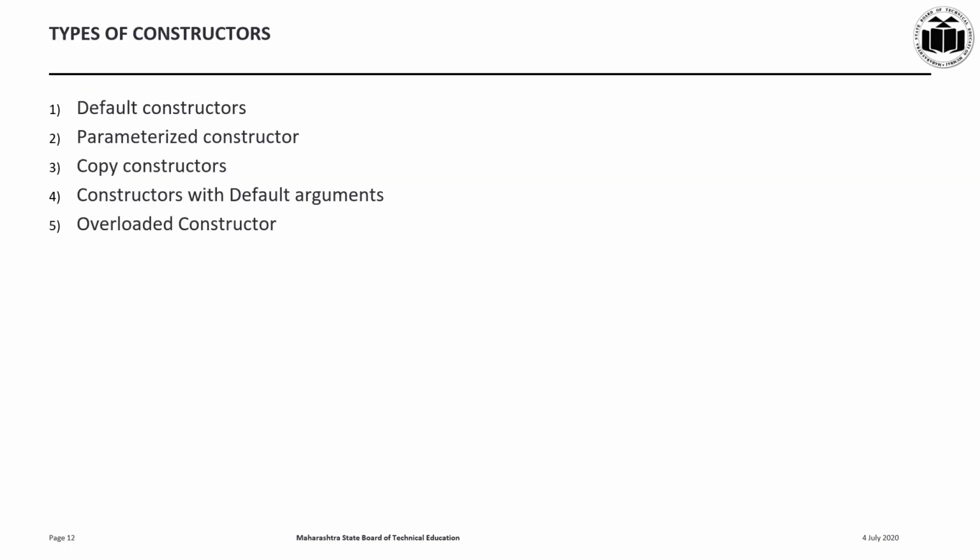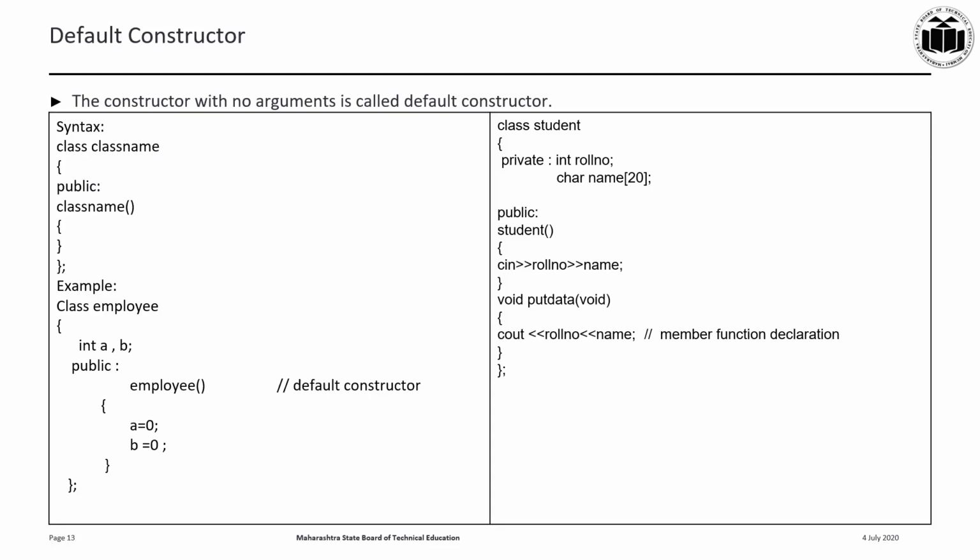Now we will look at the types of constructor. In total we have 5 types of constructor: default constructor, parameterized constructor, copy constructor, constructor with default argument, and overloaded constructor. First we will see the default constructor. A default constructor is a constructor with no arguments, which means we will not pass any argument to that particular constructor.